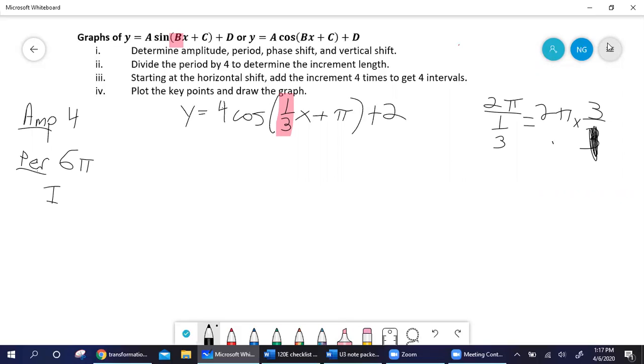Figure out my increments. I take the period and I divide by 4. So 6 pi divided by 4 would be 3 pi over 2.